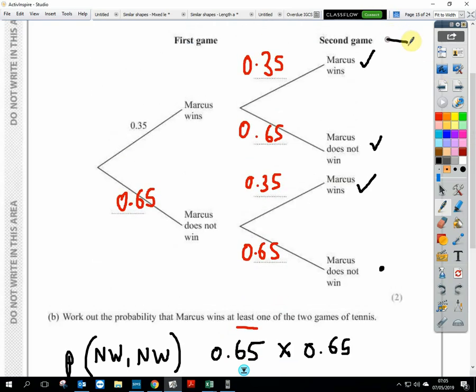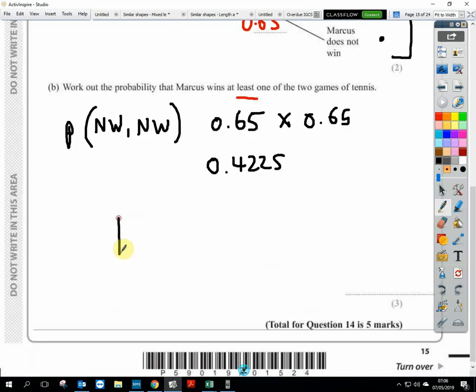Okay. Why is that relevant? It's because all 4 of these options will add up to make 1. So I know I want the other 3. So if I do 1 minus that, I end up with the answer 0.5775.